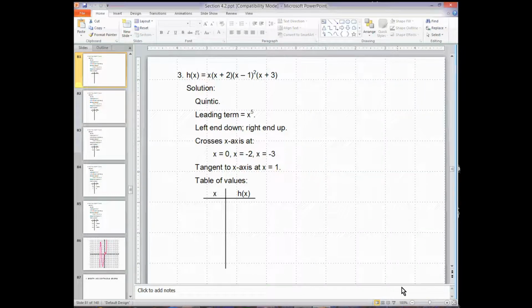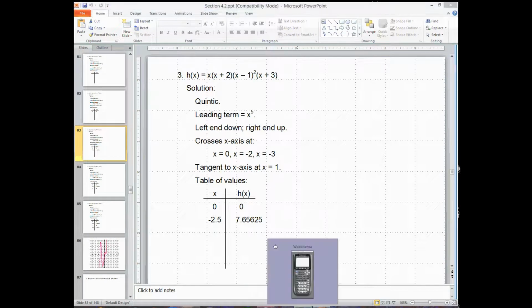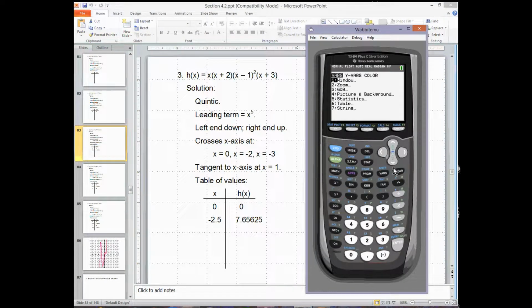Now, for my table of values, I plugged in 0. And you can see 0 times whatever is going to be 0, which we already knew from right there. Then I did the negative 2.5. That's halfway between negative 2 and negative 3. And again, in the calculator, remember how to do this? You go VARS, Y-VARS, Function, Enter. It's in Y1. Open parenthesis, negative 2.5, close, close one. And you get the 7.6565. So that was the x value halfway between negative 2 and negative 3.